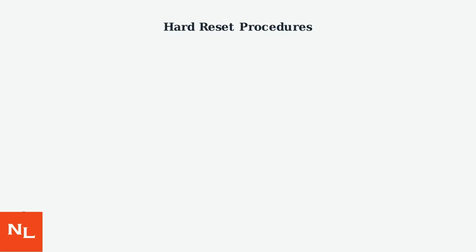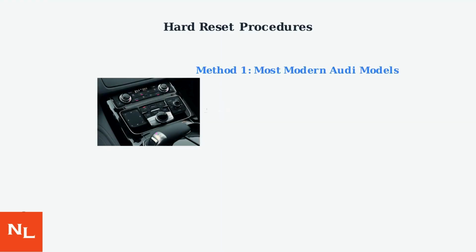When your Audi Q7 infotainment system is unresponsive, a hard reset is often the most effective solution. There are several methods depending on your specific model year. For most modern Audi models, the reset process involves 4 simple steps.